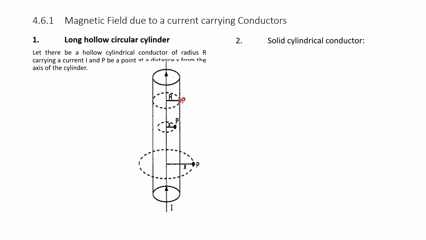At a distance x from the axis. This is the axis of the cylinder and x is the distance. We have taken x instead of capital R due to three cases. We will examine three cases here: when x is less than R, when x is equal to R, and when x is greater than R.